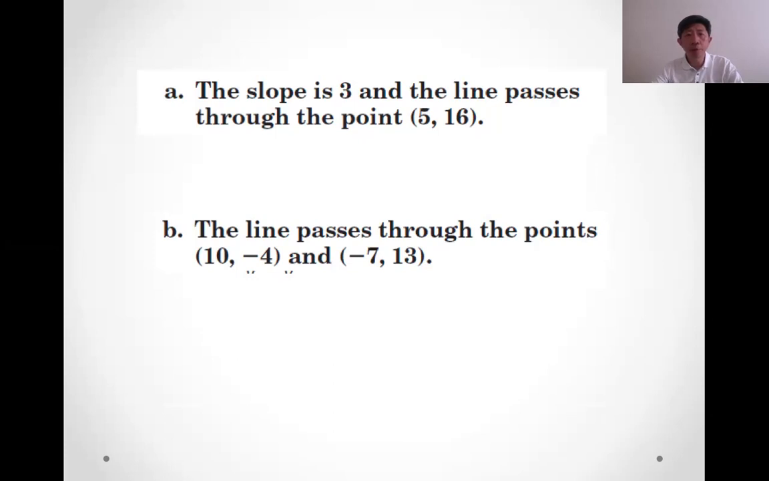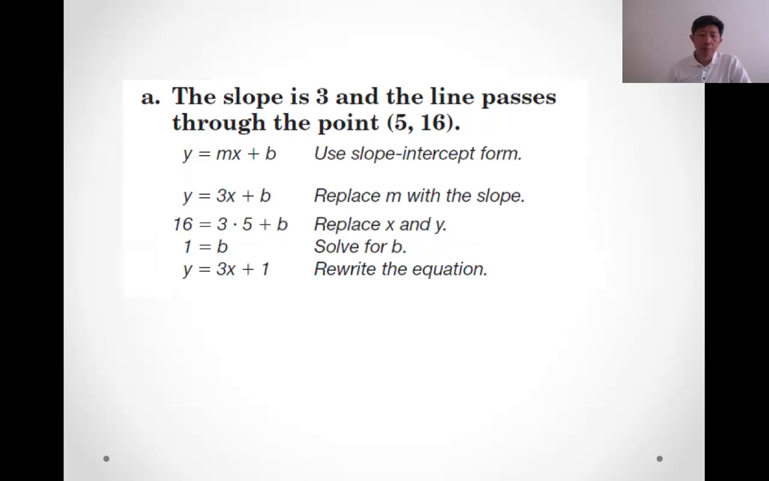So here, what's the first problem? You know the slope is 3, and the line passes through (5, 16). How do we write the equation? First of all, use the slope-intercept form. We know the slope is 3, so replace m with 3. So we have y equals 3x plus b.